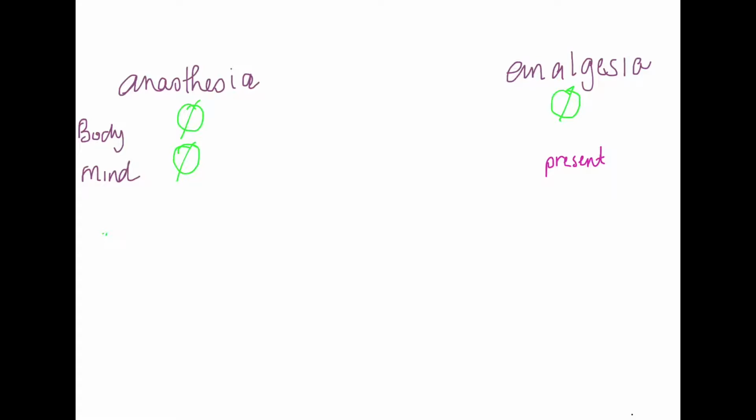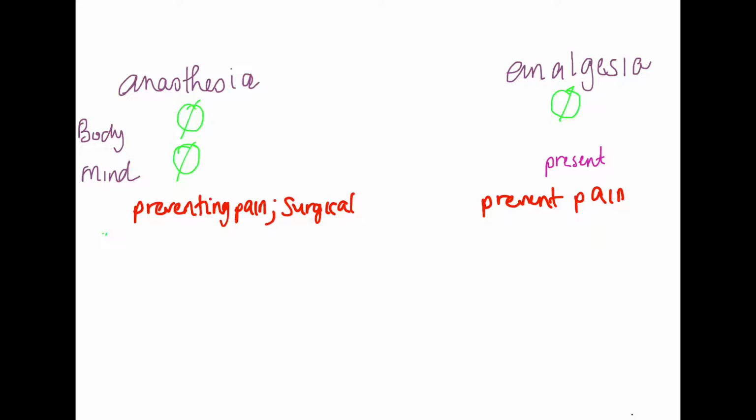Okay, so we said that analgesia is used for preventing pain. Anesthesia is also used for preventing pain, but it is used for preventing pain for surgical reasons. Anesthesia is also used for preventing formation of new memories.